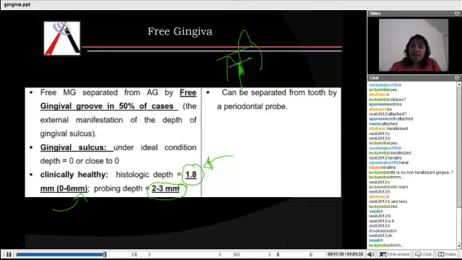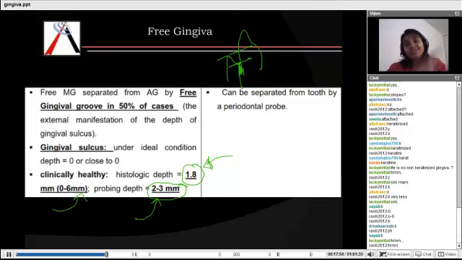Now, why do we have that difference between the probing depth and the histological depth? Because probing depth depends on many things, especially it depends on the force. And most commonly, when we probe, we actually go a little bit inside the junctional epithelium. That is the reason we have our probing depth more than the histological depth, right?